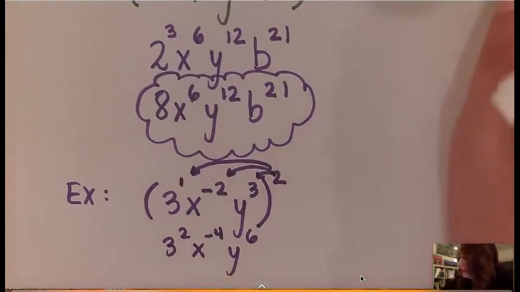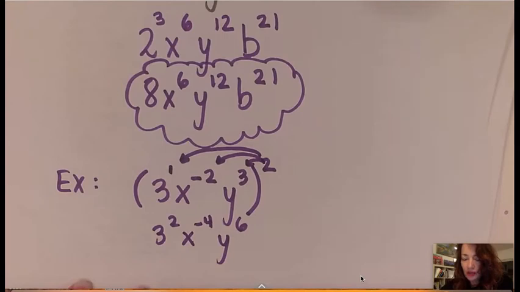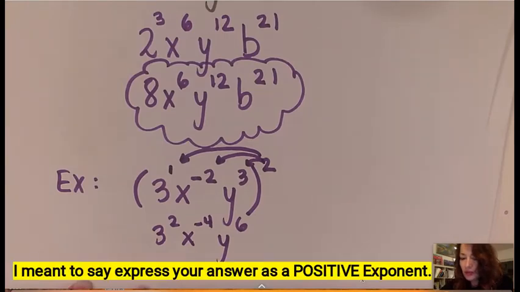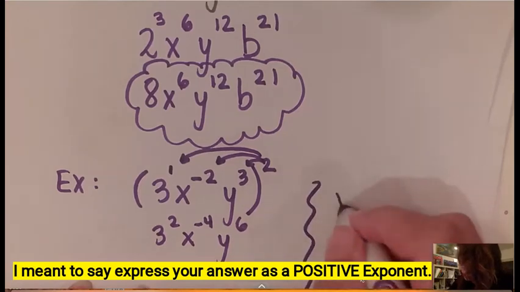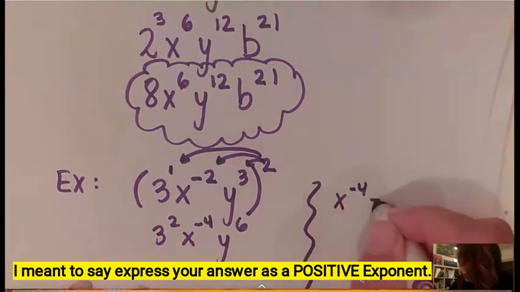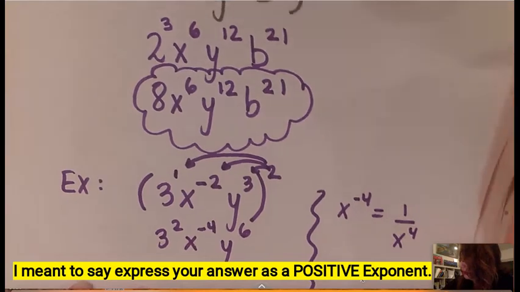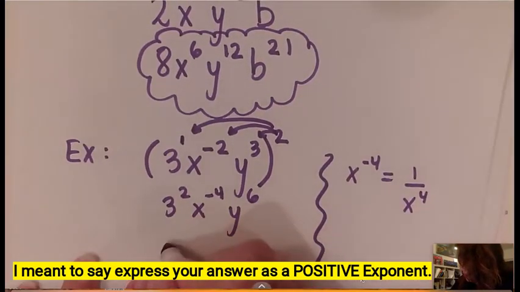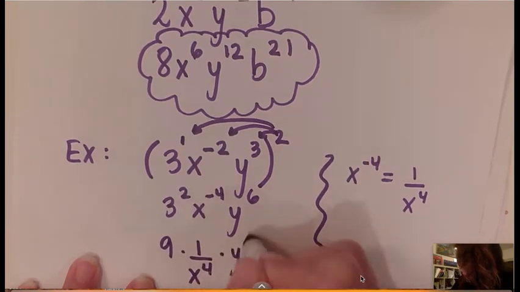Now, most of the time you are asked to express your answer using only positive exponents. So in the last video, I showed you that when you have a negative exponent, if you remember, x to the negative 4 is equivalent to 1 over x to the 4. So we can rewrite it. So 3 squared is 9 times 1 over x to the 4 times y to the 6.